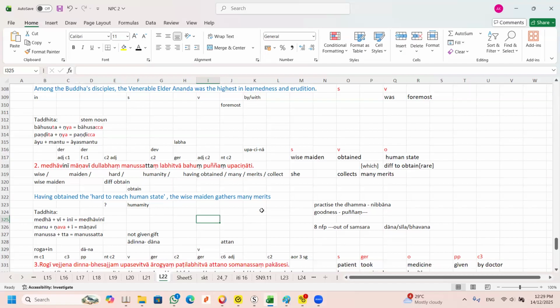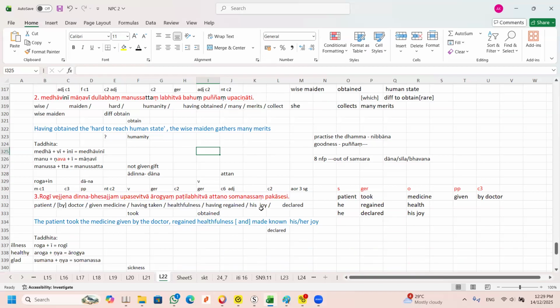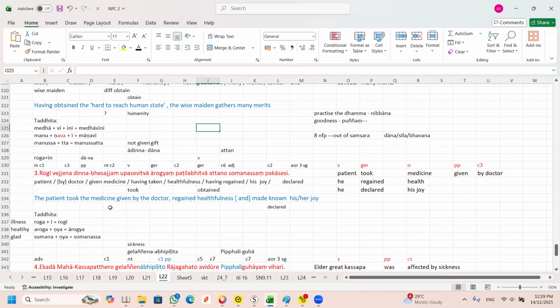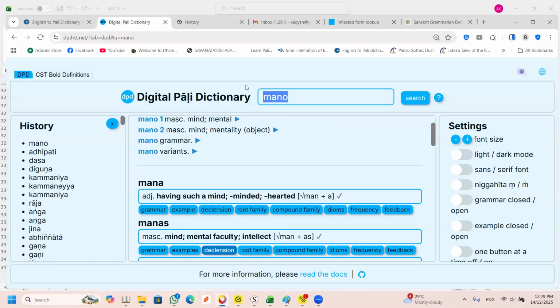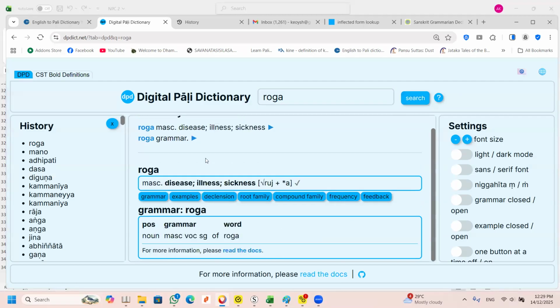All right. You can move into another one, number 3. You can see the word roga. Roga is sickness. I think roga is a sickness. Let me check. Roga is a sickness or illness. So roga is illness, disease, or sickness.